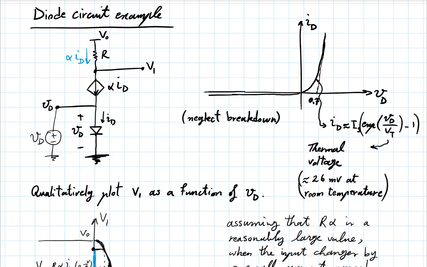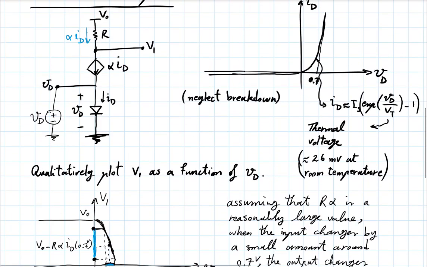Okay, so I just wanted to do an example with diodes and resistors, and in this case, a more or less real diode with its exponential characteristic, to see how it behaves in a resistive circuit. And see that you can get an interesting function whereby if the input voltage is changing by a small amount around 0.7, the output voltage is changing by a large amount, if R times alpha is a large number. Those are parameters of your problem. Okay?